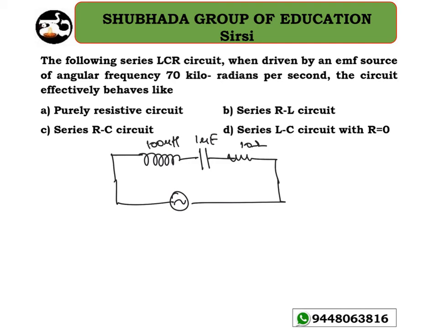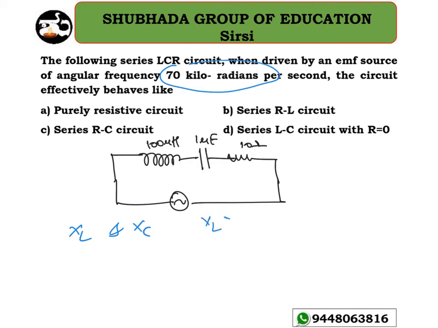Look at the next problem. The following LCR circuit, when driven by an EMF source of angular frequency 70 kiloradians per second, the circuit effectively behaves like what? In this type of problem, just try to get the value of X_L as well as X_C.